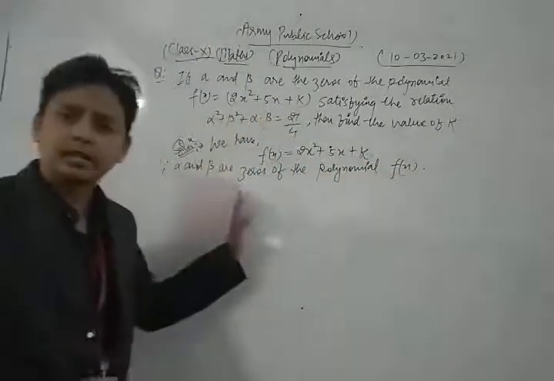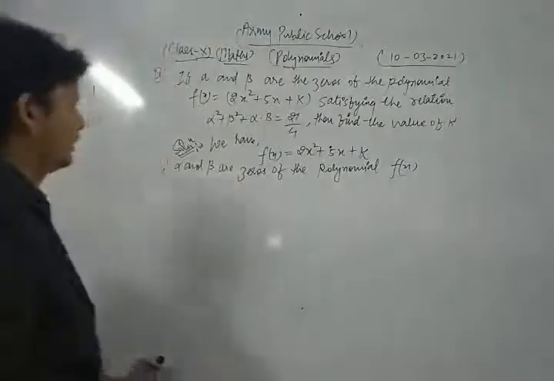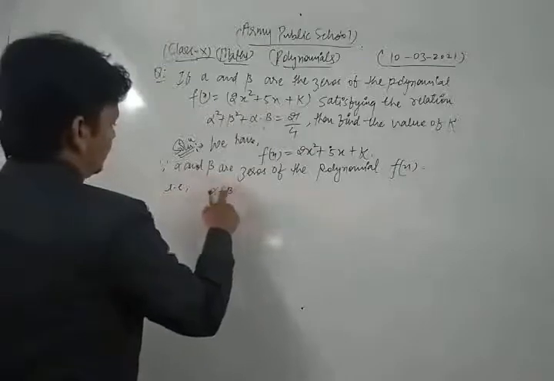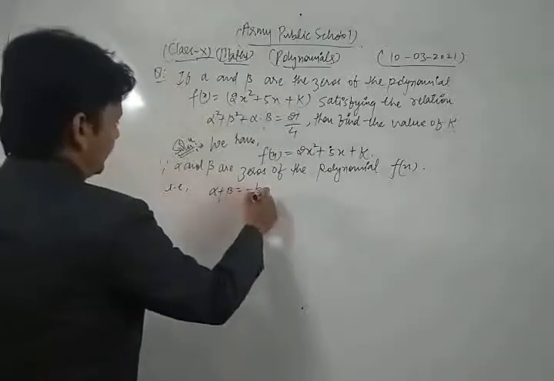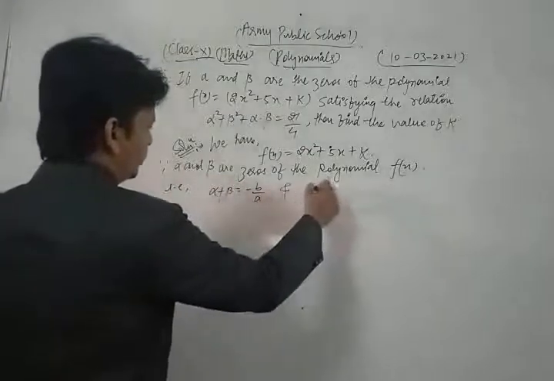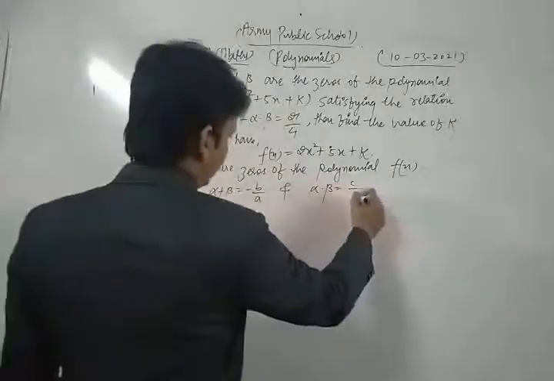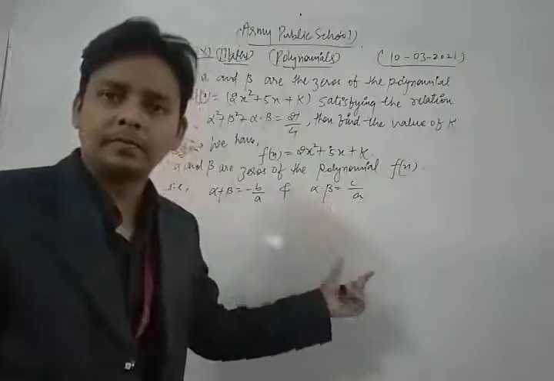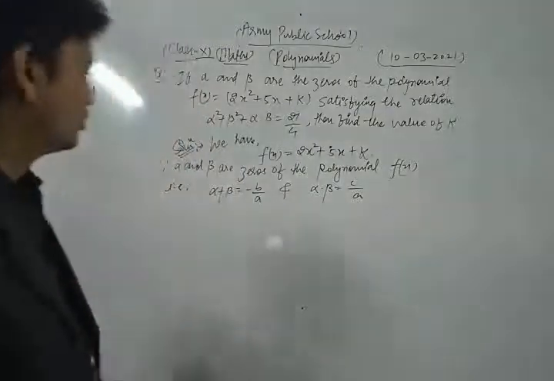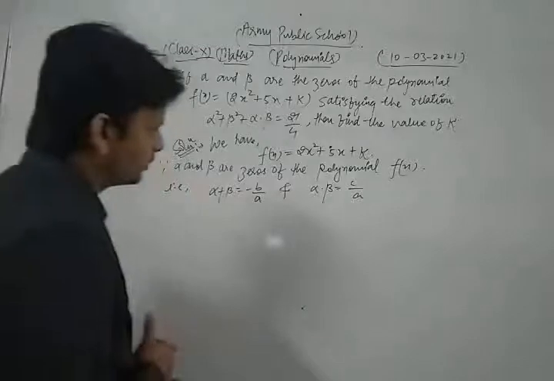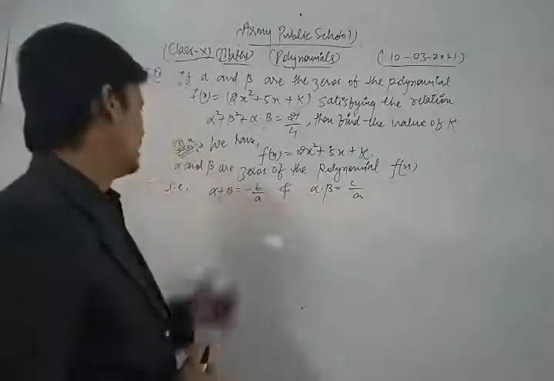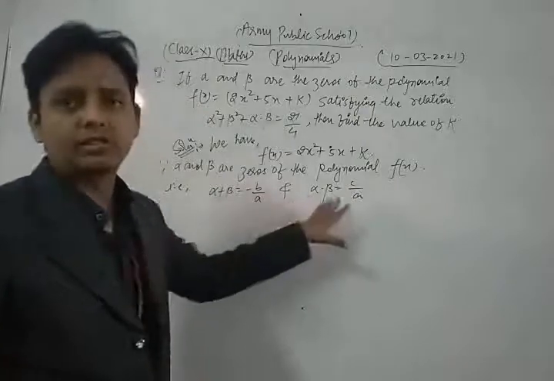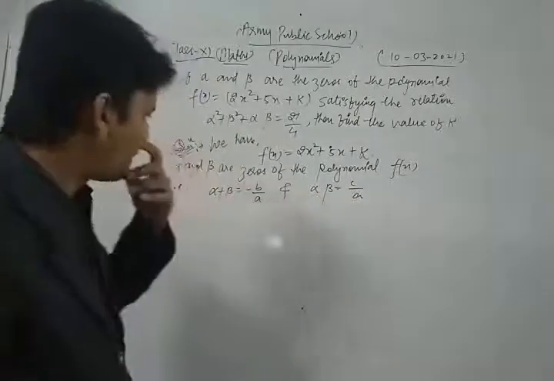Since alpha and beta are the zeros of the polynomial f of x, the sum of zeros is minus b by a, and the product of zeros is c by a. We discussed that formula in the previous class. So the sum of zeros is minus b by a, and the product of zeros is c by a. Now let's see.